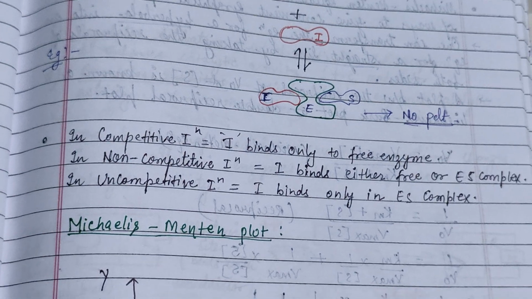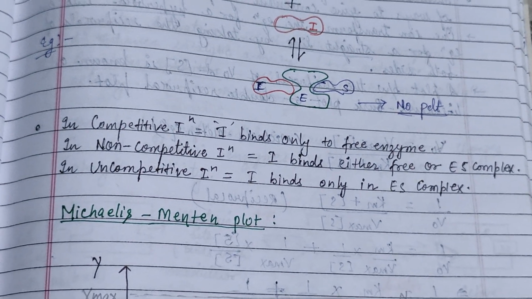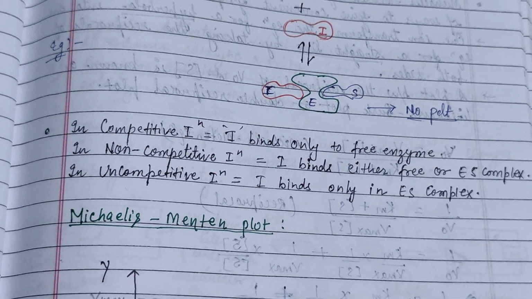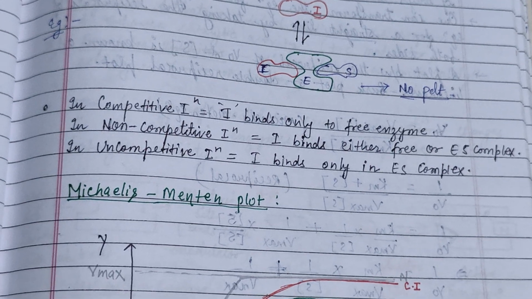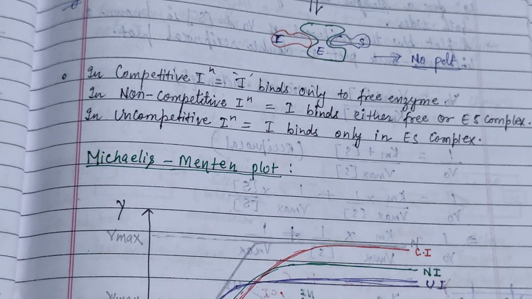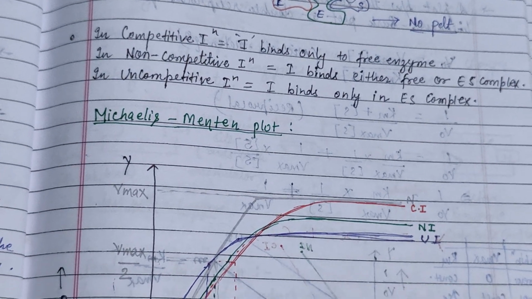So we can conclude that in the competitive inhibition, the inhibitor binds only to a free enzyme, while in the non-competitive inhibition, the inhibitor binds either the free enzyme or the enzyme substrate complex, while in the uncompetitive inhibition, the inhibitor binds only to the ES complex.